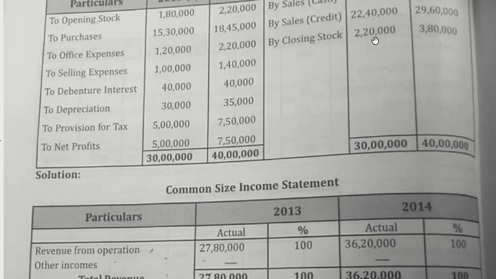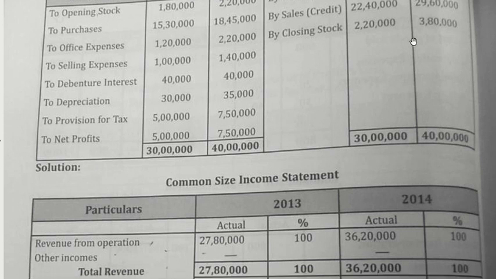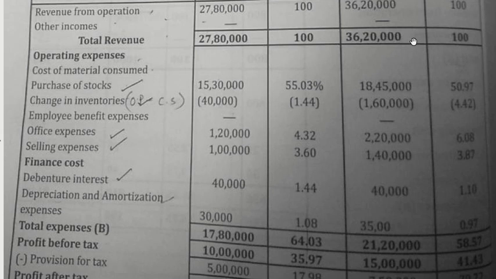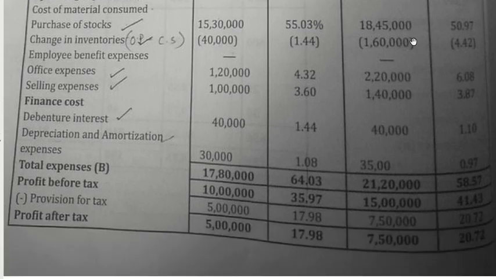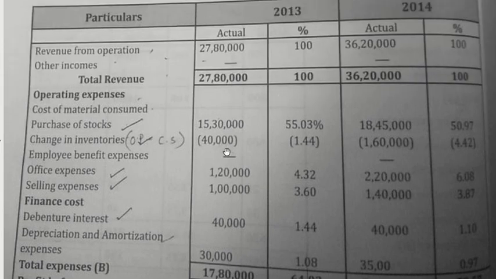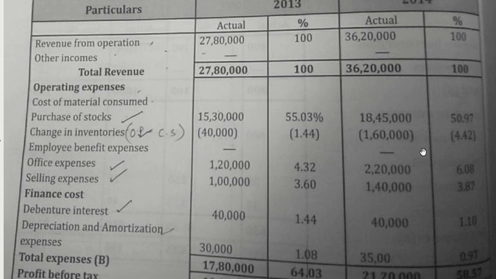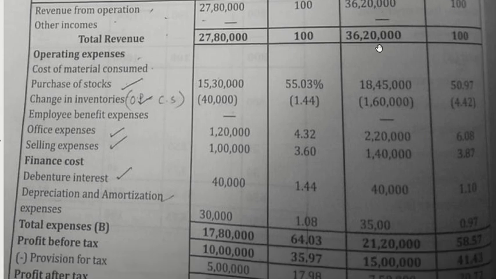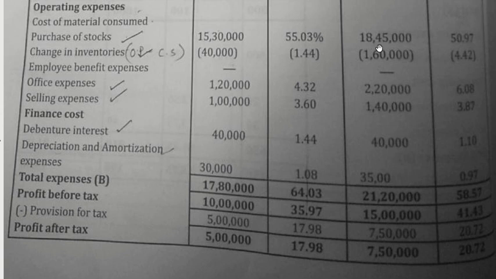And for the year 2014, 2,20,000 minus 3,80,000, you get 1,60,000, which is a minus figure. Okay, so 40,000 is your changes in inventories for 2013, divided by 27,80,000 into 100, you get minus 1.44. And 1,60,000 divided by 36,20,000 into 100, you get minus 4.42.